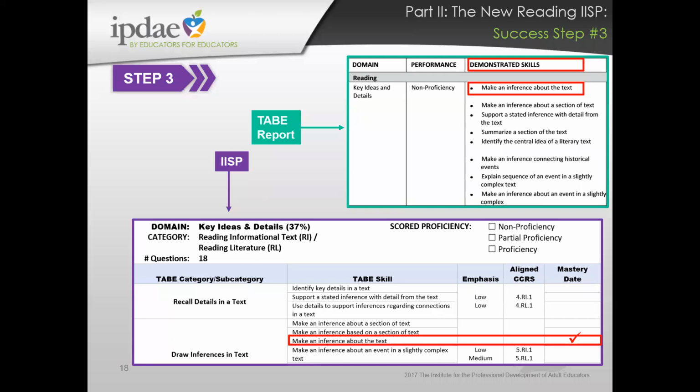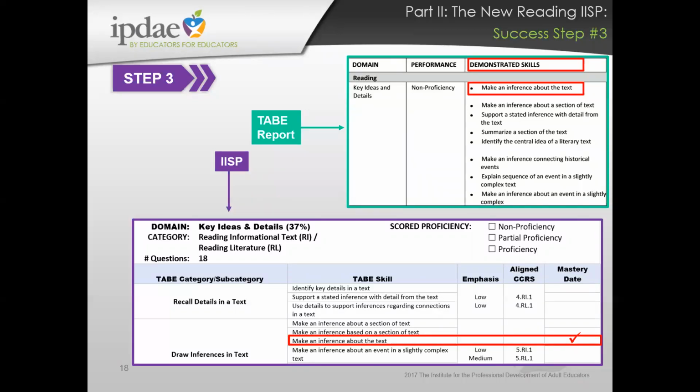Let's continue transferring the student's pretest data to the IISP. So now we're going to look at each domain section. Please, I want you to take one section at a time, right? And reference back to the student's individual profile report. On this TABE report, you need to transfer the information from the demonstrated skills column, check that out, it's marked in red, to the IISP.